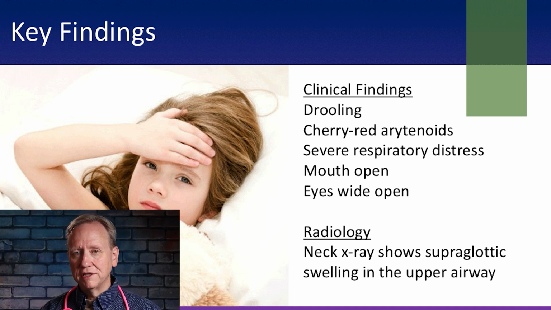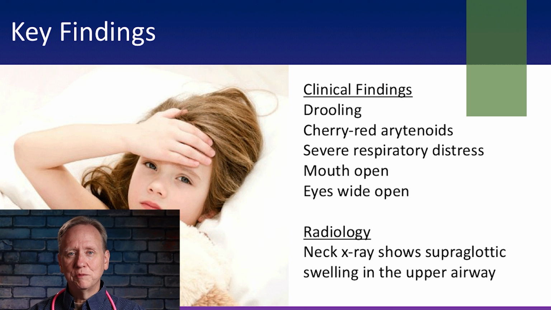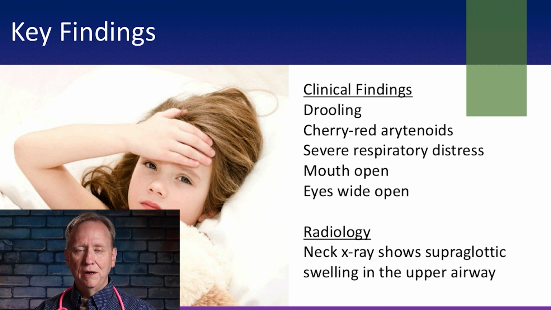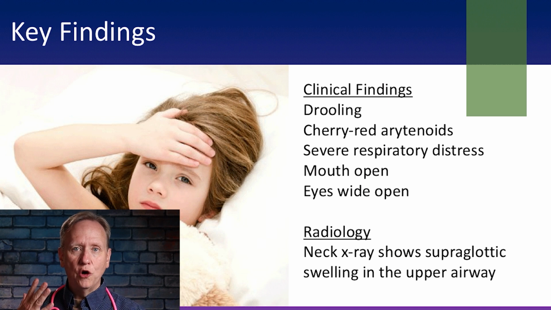The other thing is that upon examination, we'll talk about this because you do have to be careful with examination, but upon examination, you'll find that they have cherry red arytenoids, and so we'll talk about that, and we'll even show you that. Their mouth might be open because that's the natural response to respiratory distress, is to keep the mouth open all the time. And then you also might see other signs like that their eyes are wide open. And they're wide because they're having trouble breathing.